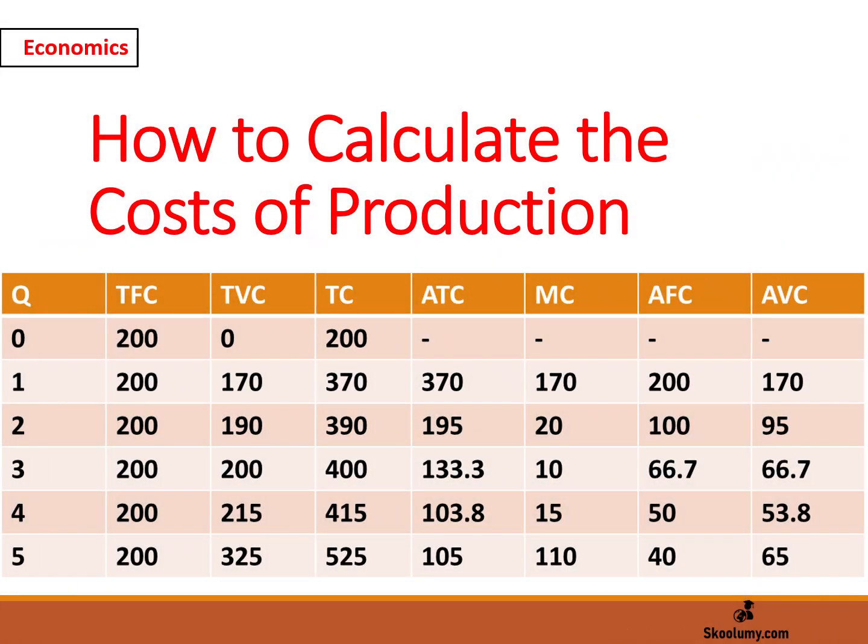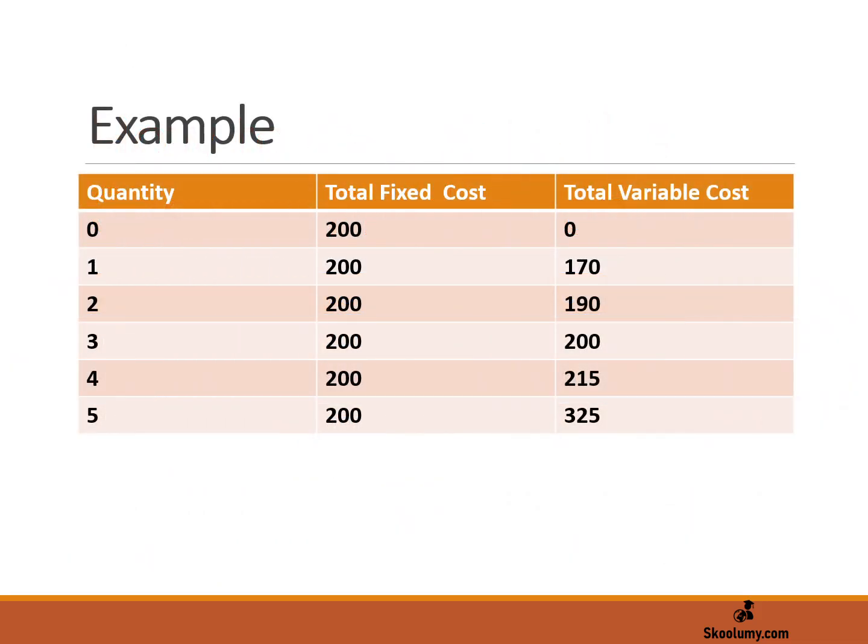In this lesson, we are going to calculate total cost, average total cost, marginal cost, average fixed cost, and average variable cost. The table shows quantity, total fixed cost, and total variable cost. Total fixed cost is the same, no matter the level of output. Total variable cost increases as output increases.